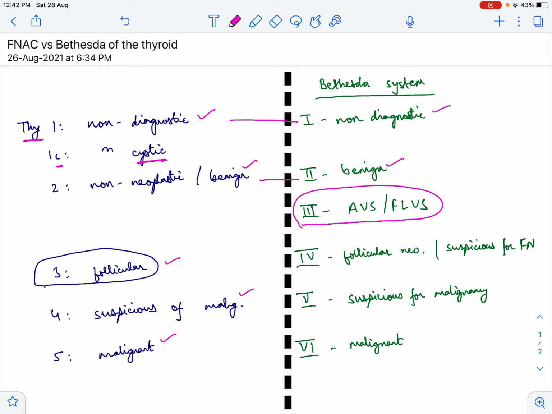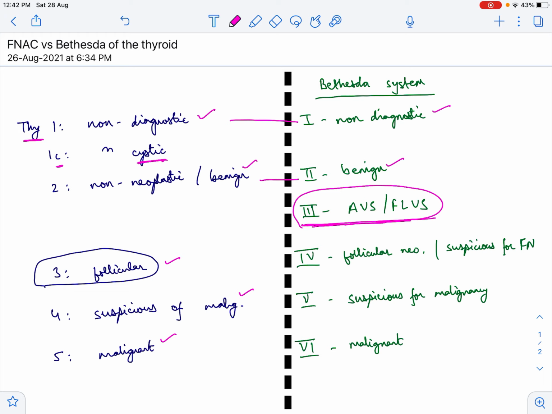Now, there is no corresponding heading for Bethesda 3. So, this is atypia of undetermined significance or follicular lesion of undetermined significance. Basically, whatever is undetermined is 3. The remaining is almost the same. So, 4 is follicular neoplasm, 5 is suspicious for malignancy and 6 is malignant.